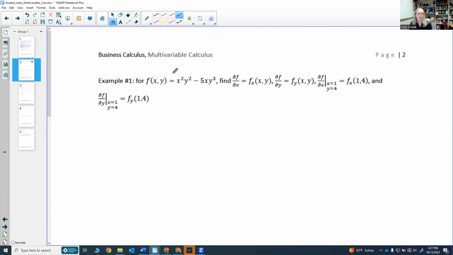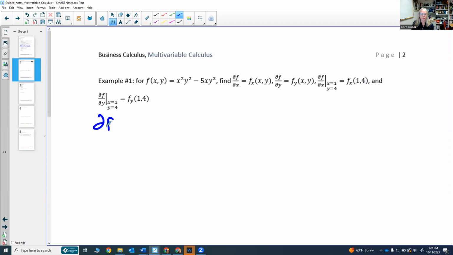Example 1. For f of x, y is equal to x squared y squared minus 5xy cubed, find the partial derivative of f with respect to x, which can also be written as f sub x, the partial derivative of f with respect to y, which can be written as f sub y, then the partial derivative of f with respect to x evaluated at x equals 1 and y equals 4, written as f sub x of 1, 4, and the partial derivative of f with respect to y when x is equal to 1 and y is equal to 4, which can be written as f sub y of 1, 4.